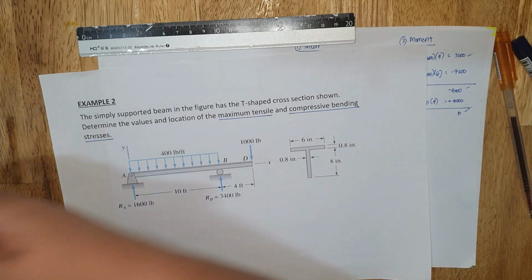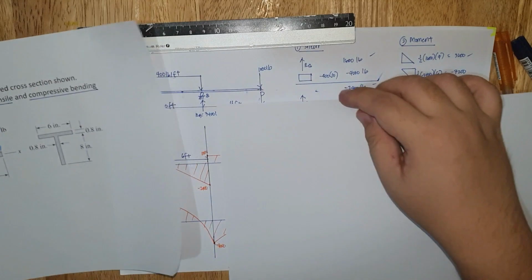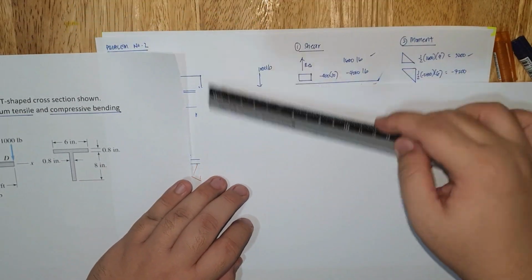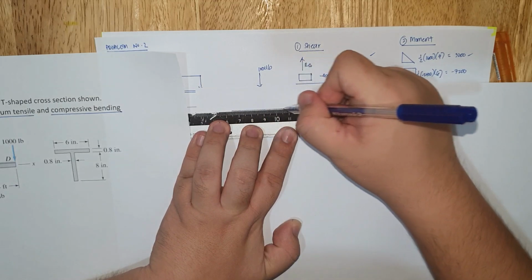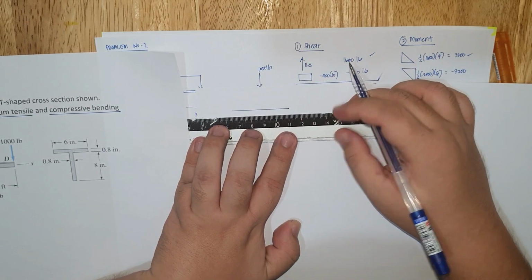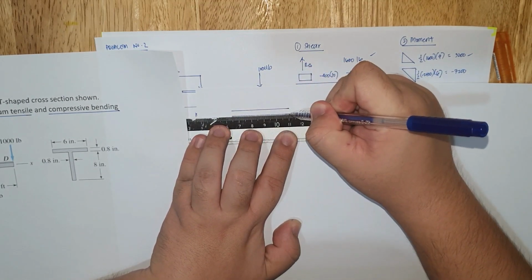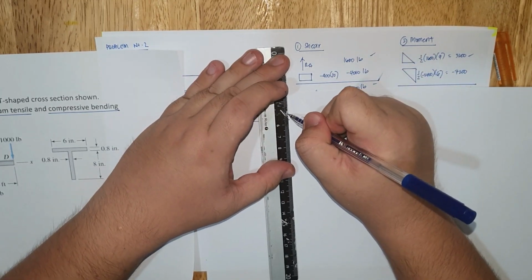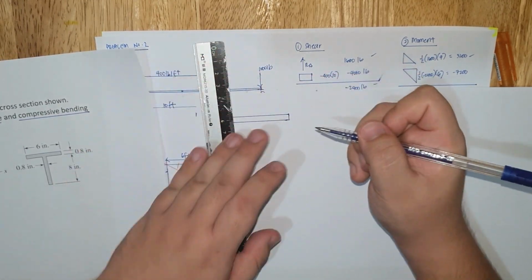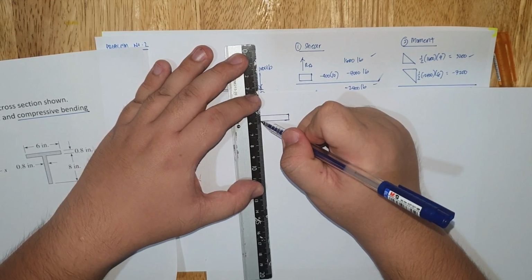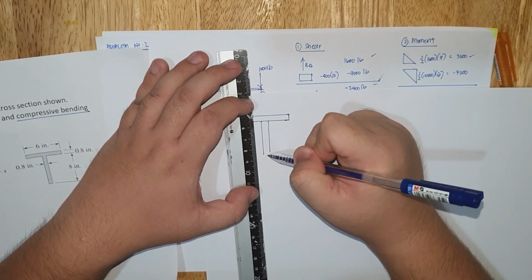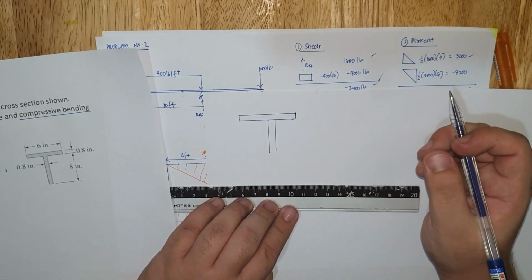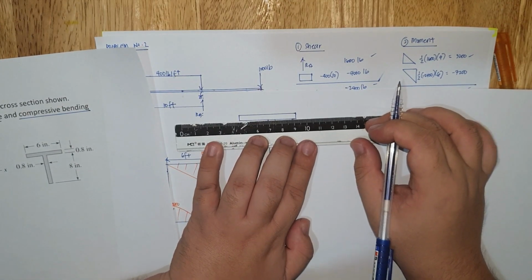Okay, so i-calculate natin ng separate sheet kasi medyo mahabang discussion to. Okay, so ito yung T-section natin, ito yung flange nya.